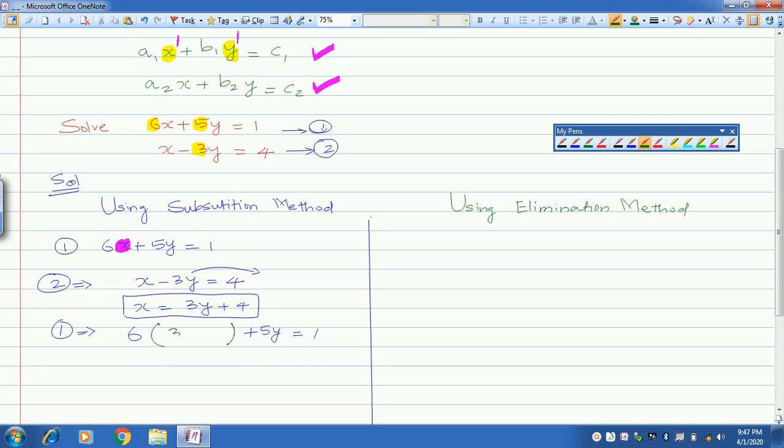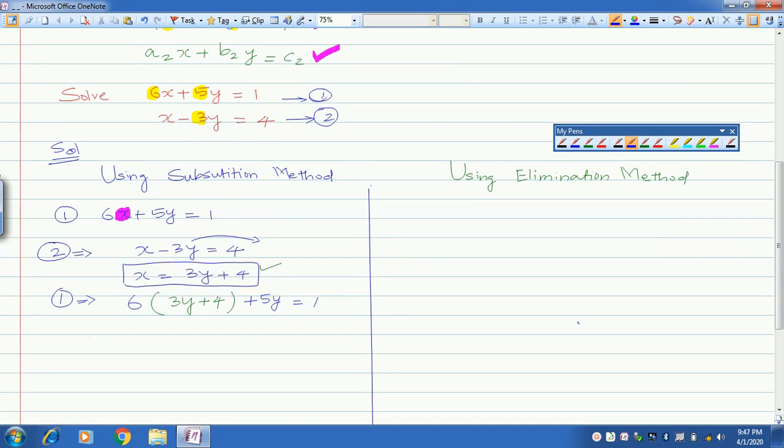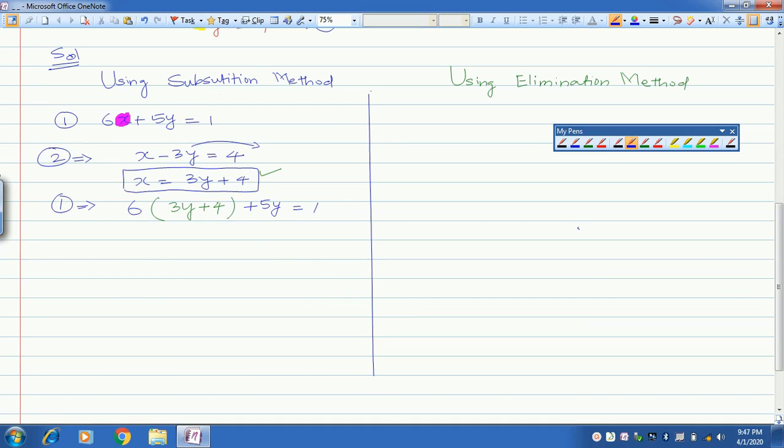The x value is this. I have to replace it with 3y plus 4. Now solve for y. So you will get the equation as, multiply inside. What is the multiplication? Here it is 18y plus 24 plus 5y is equal to 1.